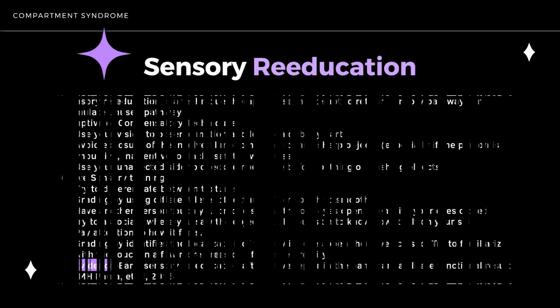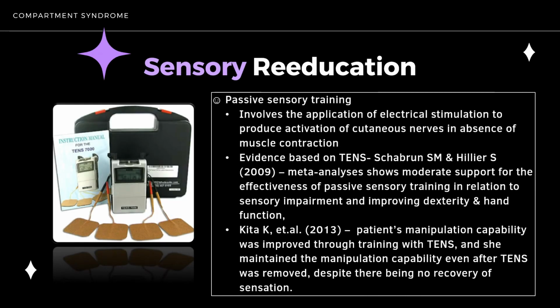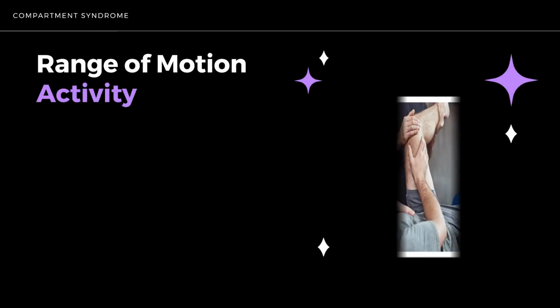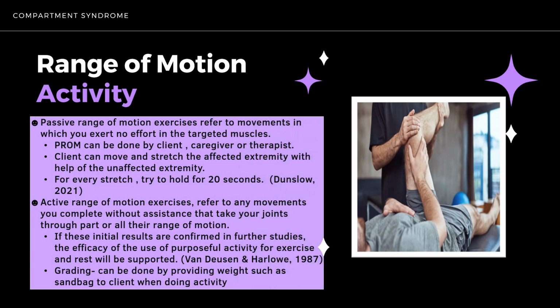Next is sensory re-education with the use of adaptive or compensatory techniques, active sensory training, and also passive sensory training. After that, we have range of motion activity. It can be passive range of motion exercise or active range of motion exercises.